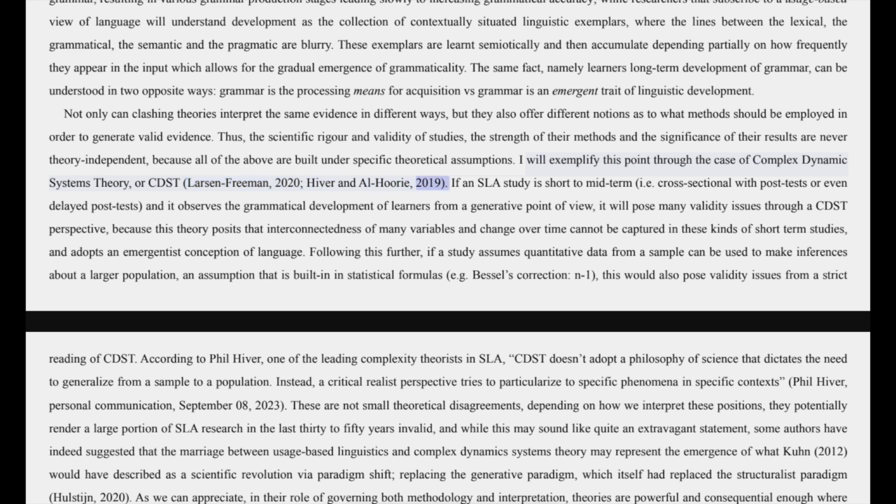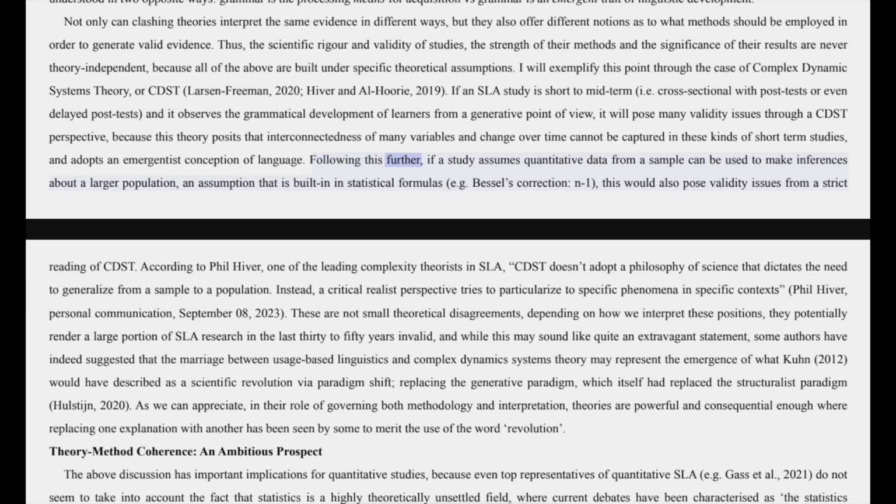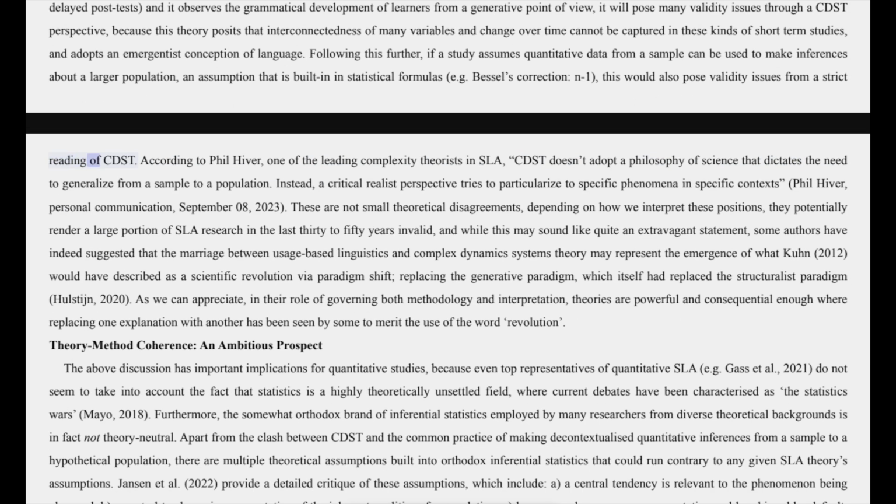Larsen-Freeman, Hiver and Al-Hoorie: if an SLA study is short to mid-term, that is, cross-sectional with post-tests, or even delayed post-tests, and it observes the grammatical development of learners from a generative point of view, it will pose many validity issues through a CDST perspective, because this theory posits that interconnectedness of many variables and change over time cannot be captured in these kinds of short-term studies, and adopts an emergentist conception of language. Following this further, if a study assumes quantitative data from a sample can be used to make inferences about a larger population, an assumption that is built into statistical formulas, for example Bessel's correction, n-1, this would also pose validity issues from a strict reading of CDST.